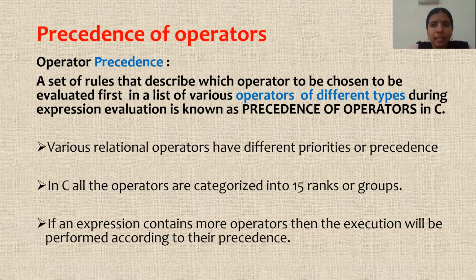Dear students, we have learned that C supports a large number of operators. C has a rich built-in set of operators. So there might be different types of operators encountered in an expression. For example, I can write 2 plus 3 greater than 6. Here plus is an arithmetic operator, and greater than is a relational operator. So how do I realize what is to be executed first? When you come across different operators, what decides it is called the precedence of operators. In C, all the operators available are divided into 15 ranks or groups, and this is called precedence.